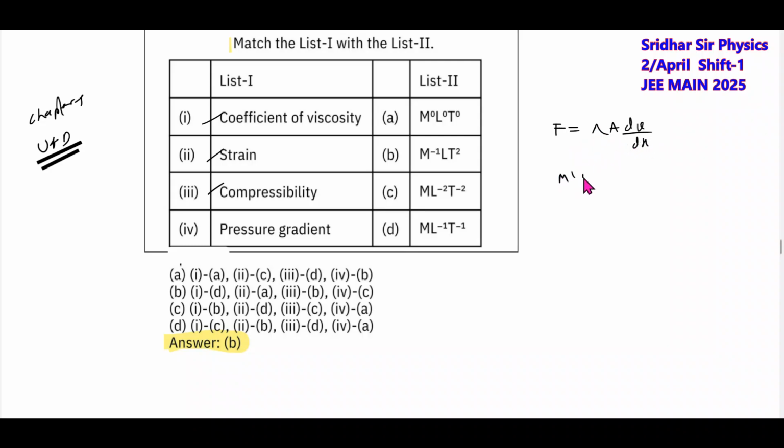So force will be M1 L1 T minus 2, area L square, and this will be velocity L T minus 1. This will be eta. This will be M1, here L square, here L will cancel out. Here L to the power of minus 1, T to the power of minus 3. So M1 L minus 1 T to the power of minus 1. This will be the dimensions of coefficient of viscosity. I think we have this particular thing.